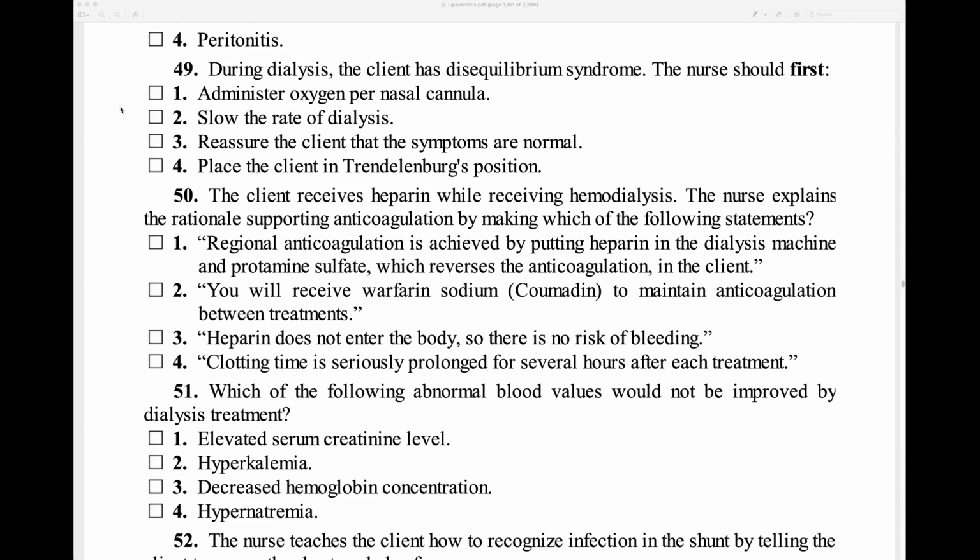Very good. The correct answer for 49 is 2. So remember, when things go wrong and the patient is symptomatic and there's a problem with the dialysis, one of the first things they would do is slow the rate of the dialysis. Okay?